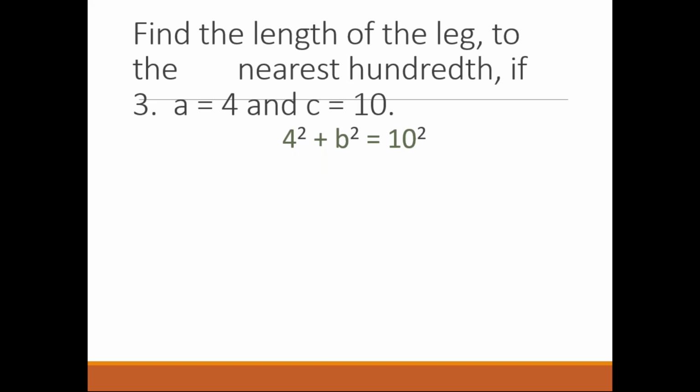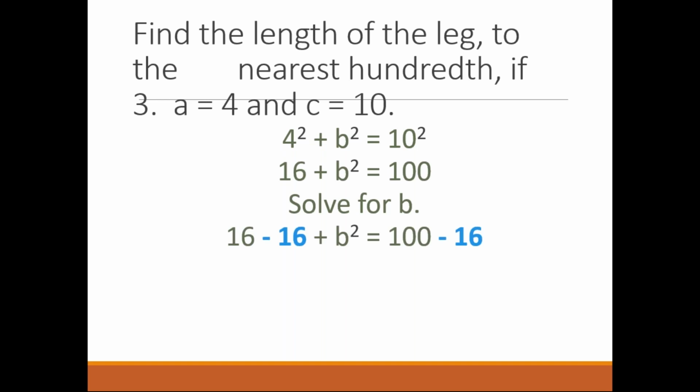So again, I plug in the numbers. 4 squared plus B squared equals 10 squared. 16 plus B squared equals 100. B squared will be 84. So B will be square root of 84, which is approximately 9.70. So by knowing the hypotenuse and a leg, I can find this third side. So the Pythagorean theorem is used when you want to find the third side in a right triangle if you know the two other sides.